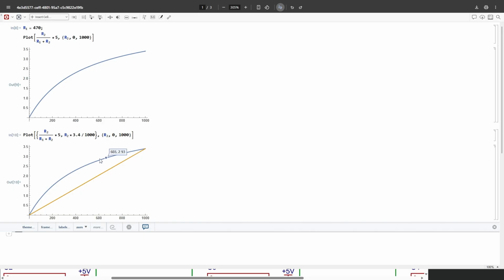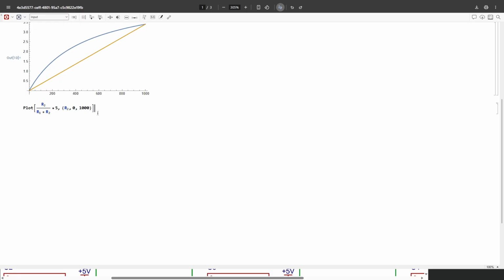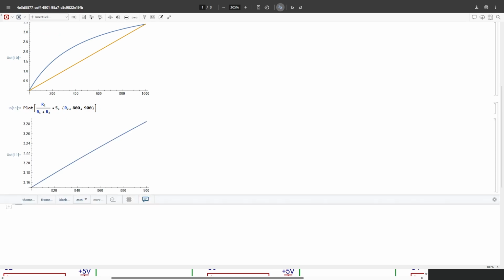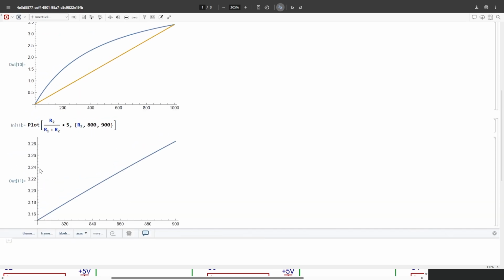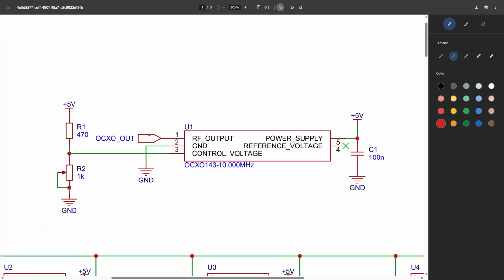Jokes aside, if we limit ourselves to very small variances of R2, for example, let's plot the same graph but for R2 values between, let's say, 800 and 900 ohms, we can see that now the line looks decently flat. And this is what engineers do when they try to linearize systems. Small variances on the input of a system should cause small variances on the output, and these should be proportional to each other. This is not always the case, but we engineers strive to flatten everything as much as possible. And well, at least me. Let's continue with the rest of the schematic.